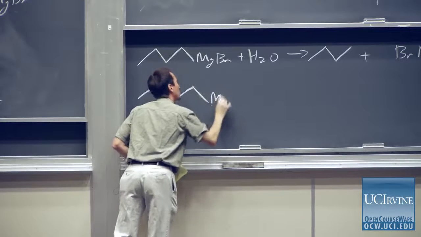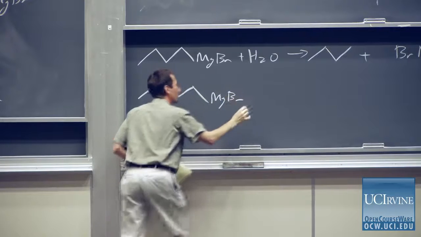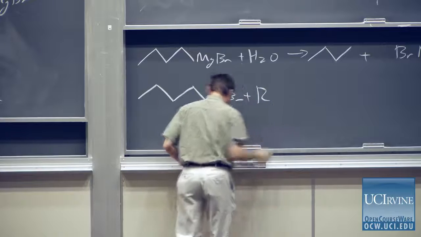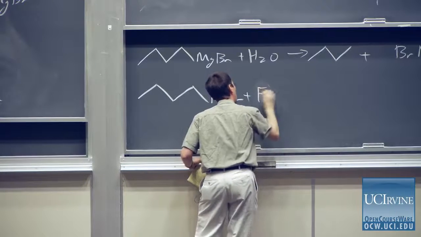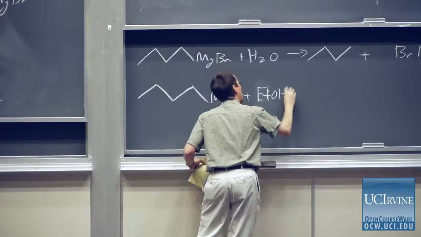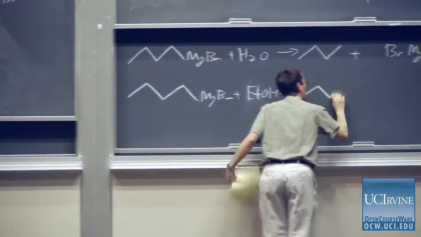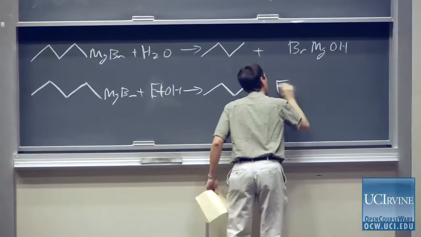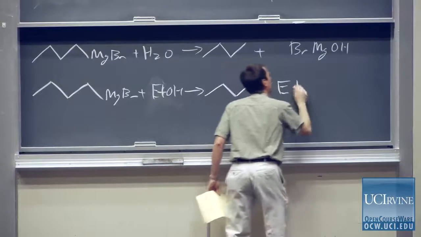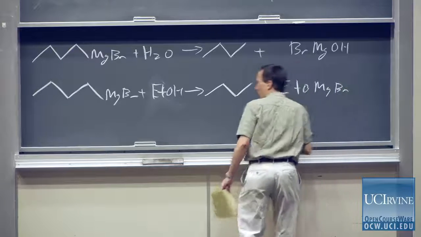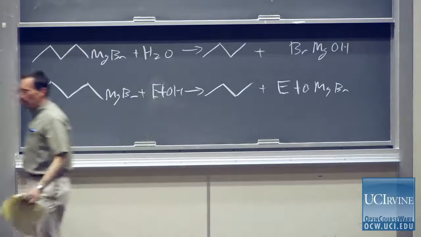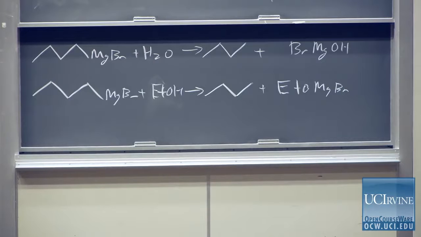And so just by comparison, imagine for a moment I wrote, let me pick a particular alcohol. We'll pick ethanol as an alcohol. And so now we would get butane and an ethoxy magnesium bromide. And of course, this would be the same with a carboxylic acid or just about anything that you would normally think about as even mildly acidic.